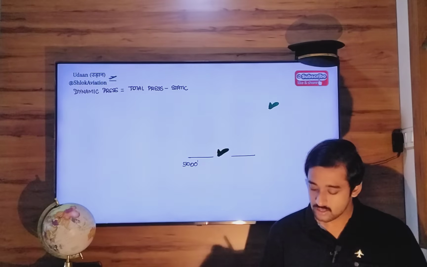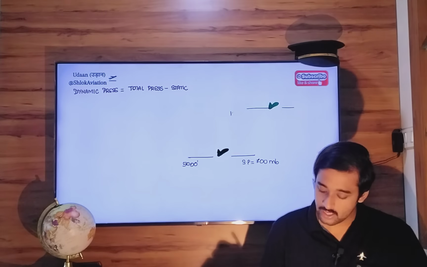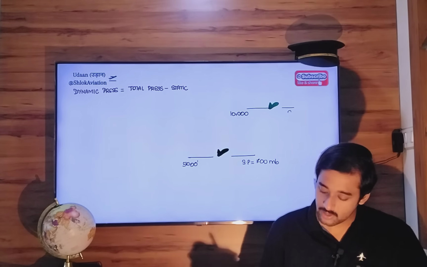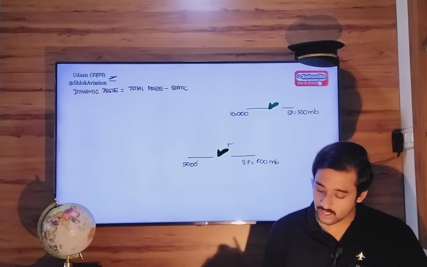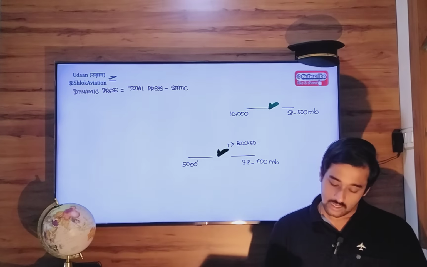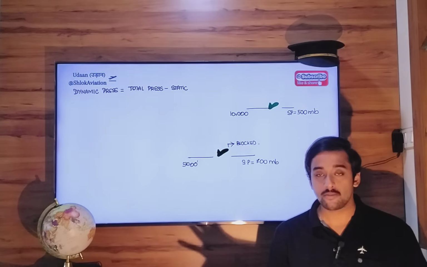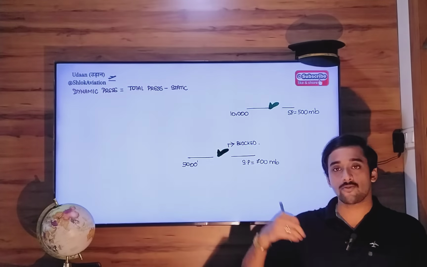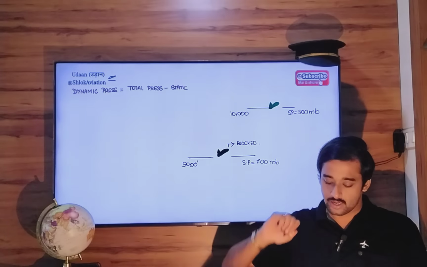At 5000 feet, static pressure is 700 millibar. At 10,000 feet, the static pressure is, let's say, 500 millibar. Your static port gets blocked at 5000 feet. Now, dynamic pressure, that is the forward speed of your aircraft, is constant at 5000 feet and 10,000 feet.